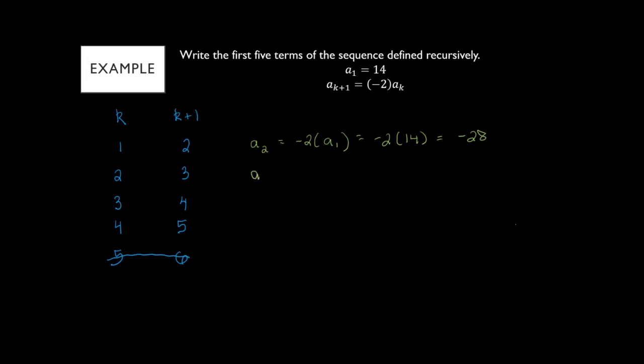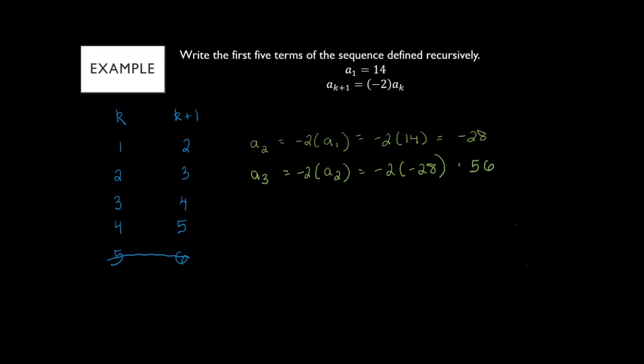So next step, we're finding the third term, a3, and that's going to be -2 times the previous term, a2. So we have to use that previous information, -2 times -28. And so multiply those. This gives us a positive 56. The advantage to writing things recursively is that it makes the pattern really clear, because you can see that all we're doing is multiplying each term by -2, because that's what that pattern says.